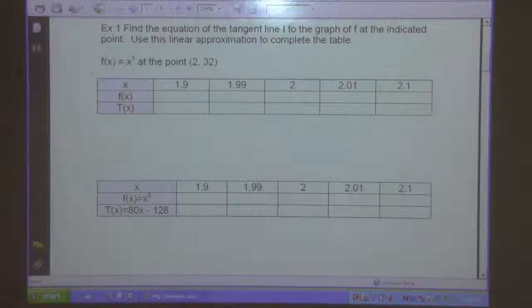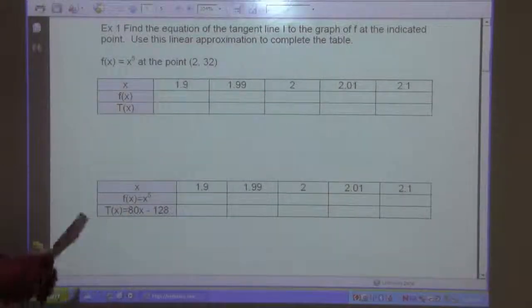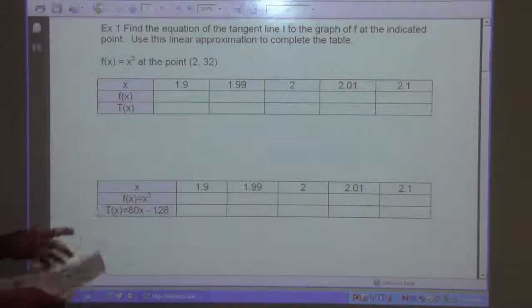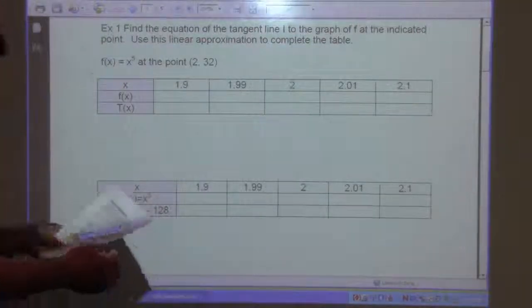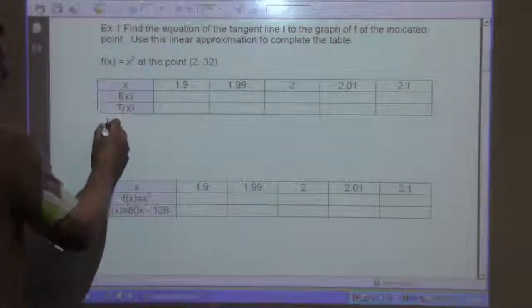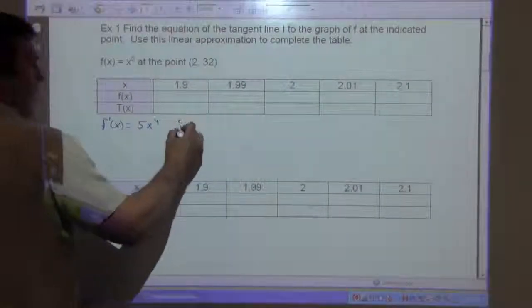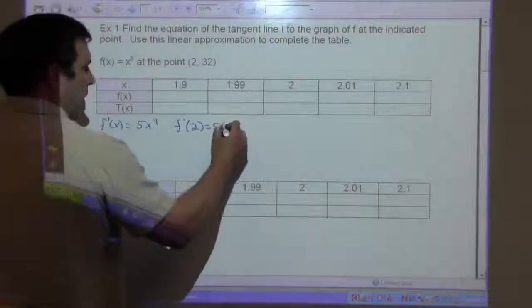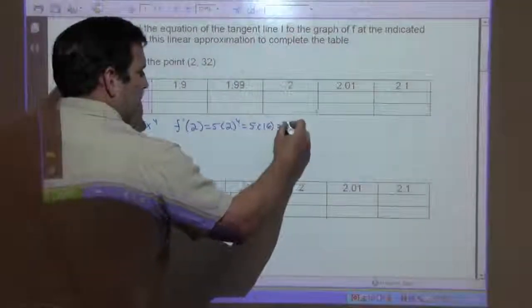So here's example 1. It says, find the equation of the tangent line L to the graph of f at the indicated point. Use this linear approximation to complete the table. So f of x equals x to the fifth at the point (2, 32). We'll have our f of x values and our T of x, which are our approximations. So first of all, what is f prime of x going to be? That's going to be 5x to the fourth power. So f prime of 2 is going to be 5 times 2 to the fourth power, 5 times 16, which is 80.